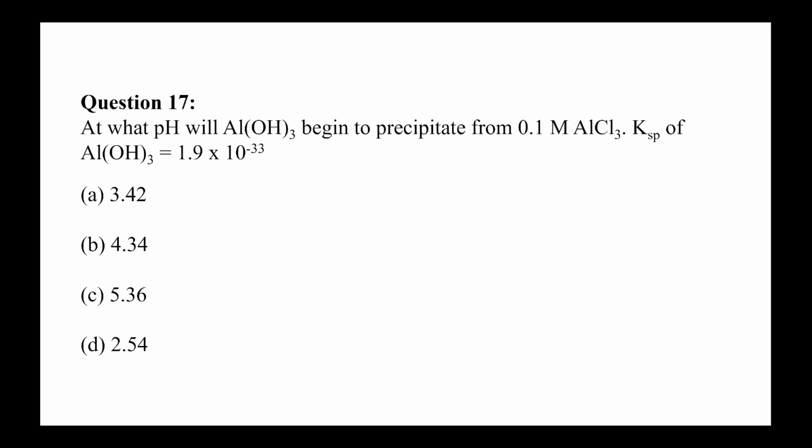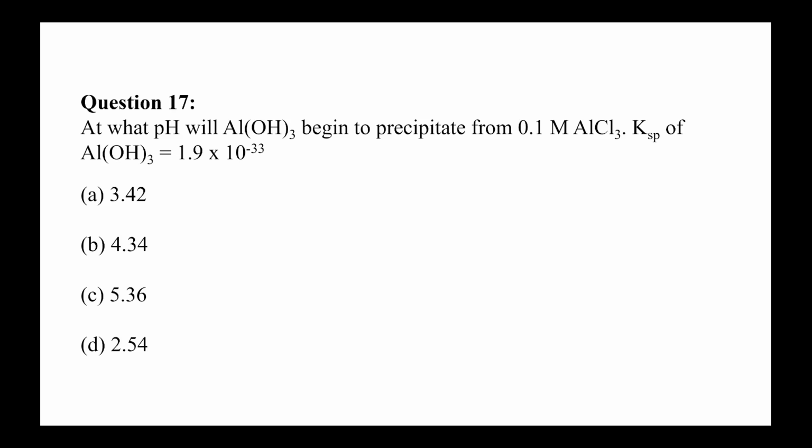At what pH will Al(OH)3 begin to precipitate from 0.1 molar AlCl3? So aluminium hydroxide will begin to precipitate from 0.1 molar of aluminium chloride. The solubility product of aluminium hydroxide is given as 1.9 into 10 raised to the power of minus 33. So you have to calculate the pH.